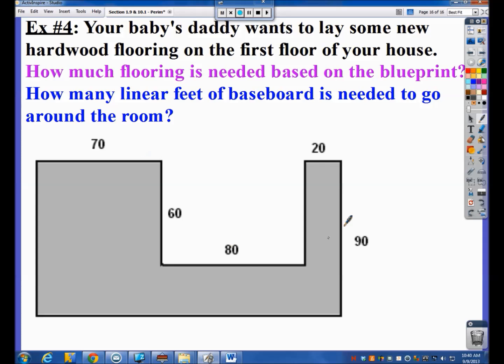And all of these units, I didn't really put any units. If it was feet, this would be one crazy huge room. So I don't know. I'll just leave it open. We'll just call them units.